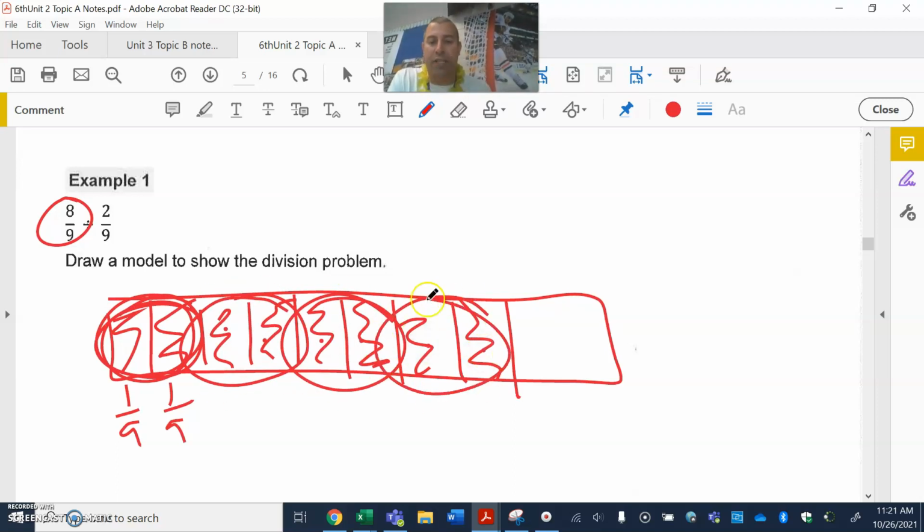And perfect. How many groups did we make? Yeah, we made 4 of them. So our answer is 4 here as well. So again, visually, we want to understand what we're doing.